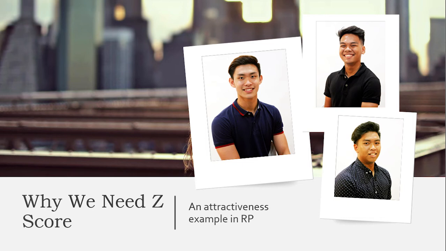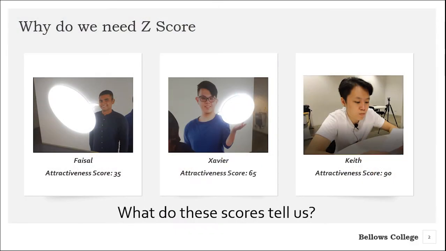Why do we need z-score? To answer this question, let's look at a fictitious example of a measure of attractiveness in RP. Suppose we have an imaginary scale that is used to measure attractiveness. We use this scale to measure the attractiveness of 3 students in RP: Faisal, Xavier, and Keith.